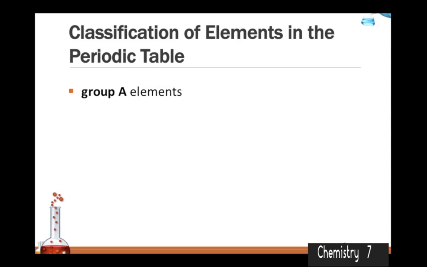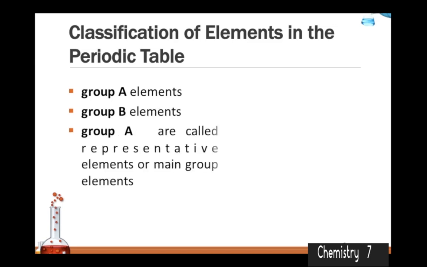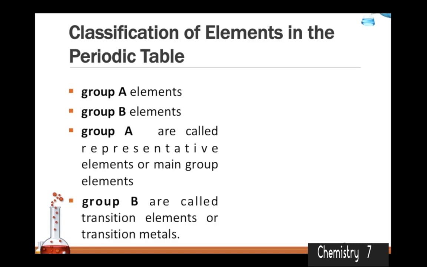There are group A elements and group B elements. Group A elements are called representative elements or main group elements. Group B elements are called transition elements or transition metals.